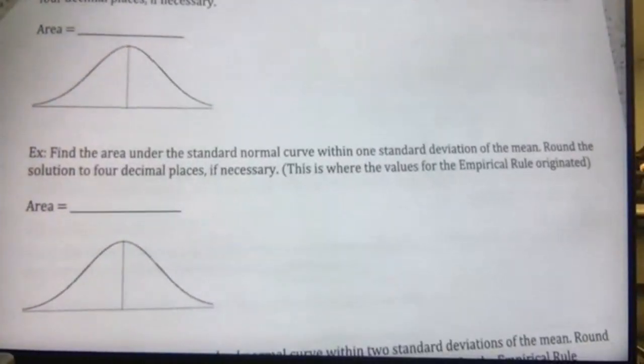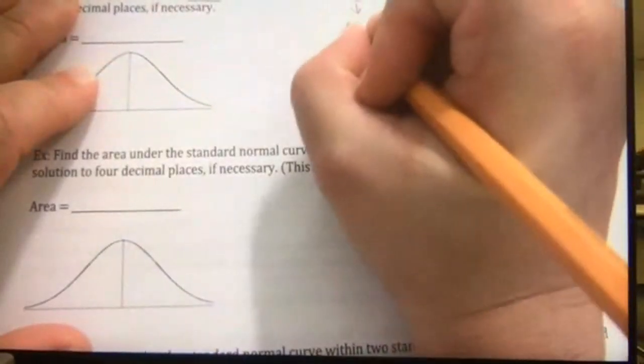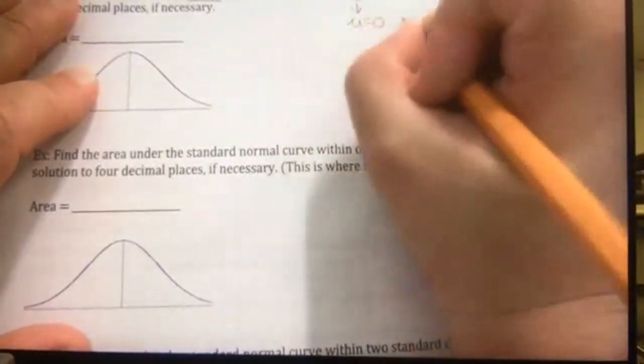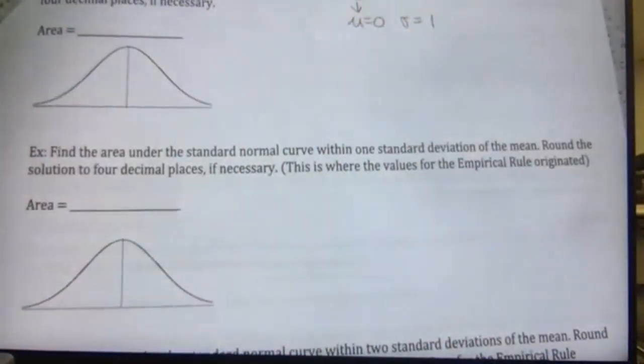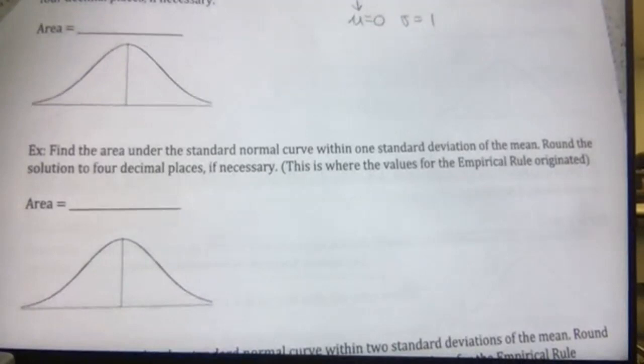So the area under the standard normal curve. Again, we're talking about standard, so we have our z values. Z we know tells us that our mean is 0 and our standard deviation is 1. Find the area under the standard normal curve between z equals negative 1.93 and z equals positive 2.4. Round the solution to 4 decimal places as needed.